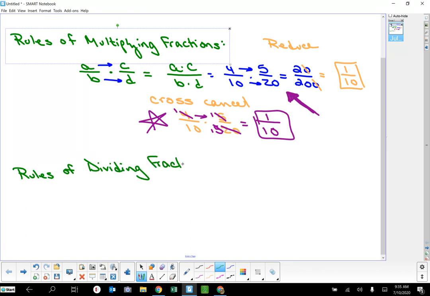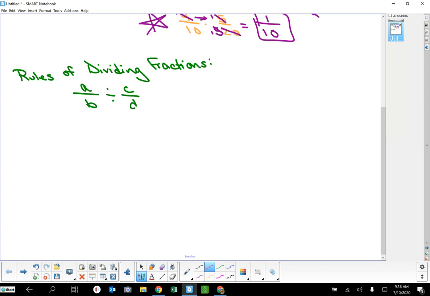Division, so rules of dividing fractions. If you can multiply, you can divide, which is what I love about these. So you have A over B divided by C over D. There's a rule that I use, and I'm going to give you a couple of them. I use keep this the same, change this to multiply, and flip this one upside down. Keep, change, flip. That's what I will say all the time.